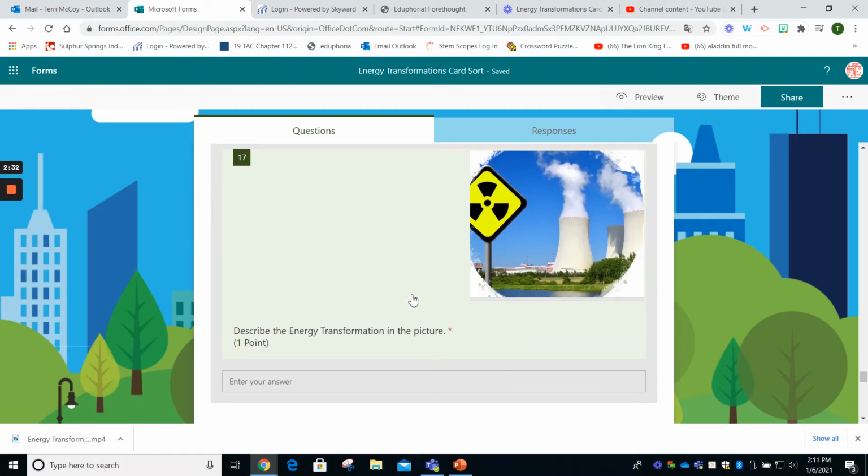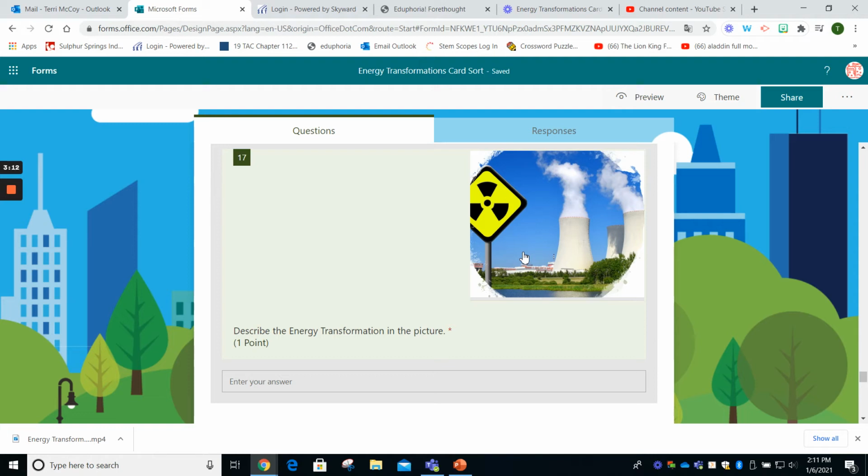All right, let's look at number 17. Here we have describe the energy transformation in the picture. This, ladies and gentlemen, is a nuclear power plant. What type of energy do we start with in a nuclear power plant? Nuclear energy. What do we turn that energy into here? We turn it into electricity. So we've got nuclear energy to electrical energy, and there's a process that happens in the middle there, and I'm trying to decide if I want to show you that Brain Pop video or not. I'm not sure yet. We'll just hang with it. So just know the nuclear power plants turn nuclear energy into electrical energy.